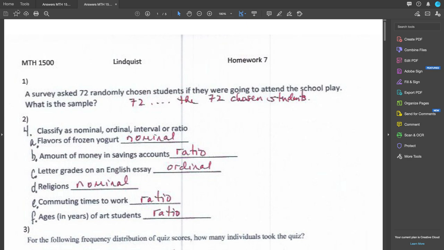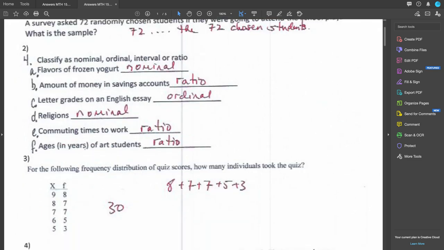Okay, number 2, classify as nominal, ordinal, interval, or ratio. Flavors are just nominal. It's just a name. Nominal means name. Amount of money in a savings account, that's ratio. You do have an absolute zero in that account. Letter grades on an English essay, that's ordinal because you're ranking or ordering them A, B, C, D, E, F, and so on. Religions is nominal. It's just a classification for a religion. Commuting times to work, that's ratio. Time generally is that way. There's an absolute zero. And then age. Age is a form of time. Okay? All right, what do we got next here?